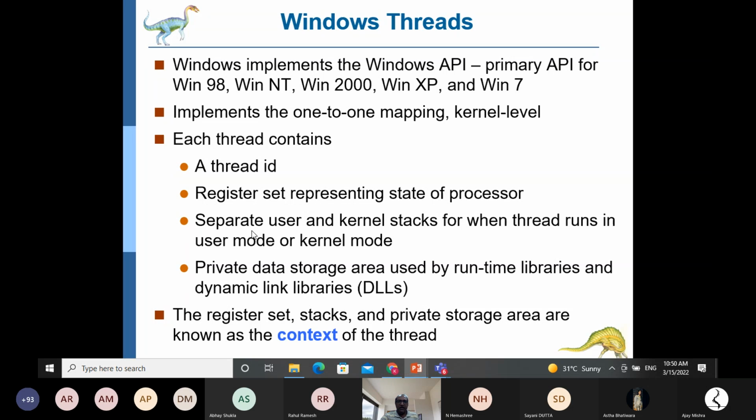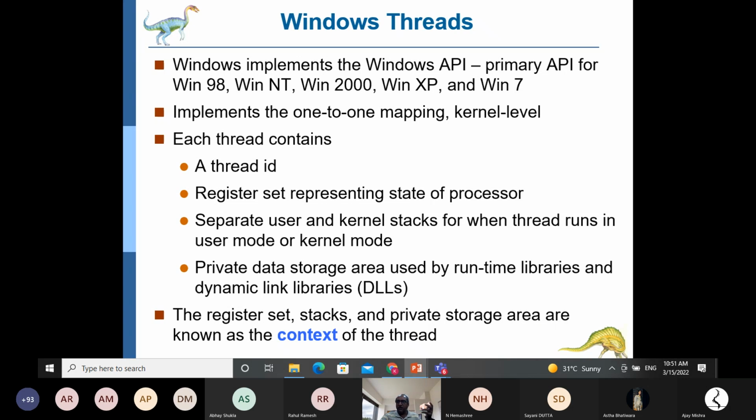As I mentioned, since Windows supports one-to-one, for every thread there will be some control information at the user level, maintained by the user thread library, and some other information maintained by the kernel thread. So both user and kernel stacks will be there, and you can see here the register set, stacks, and private storage area. All these things can be viewed as the context of a thread.